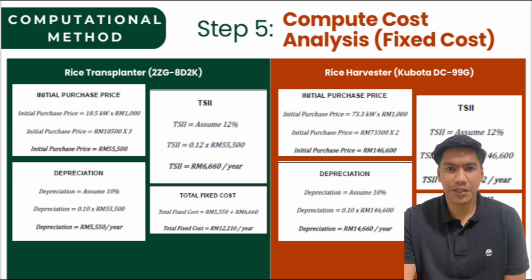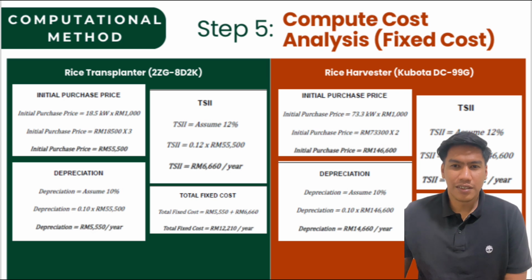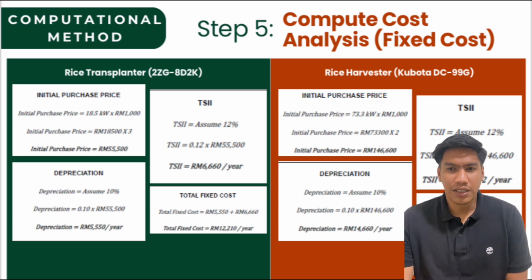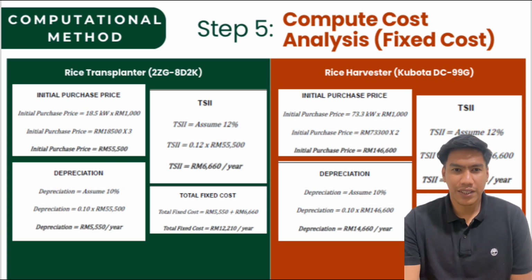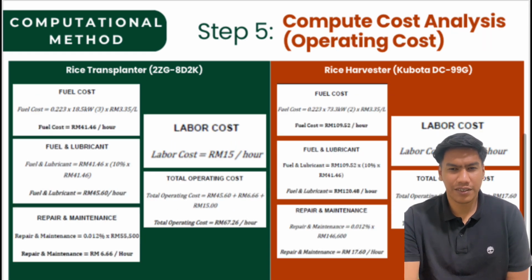146,600. Depreciation at 10% results in 14,660 per year, with TSII at 12% adding 17,572 per year. The total fixed cost for the combine harvester is 32,252 per year. The operating costs for the rice transplanter are calculated as follows.